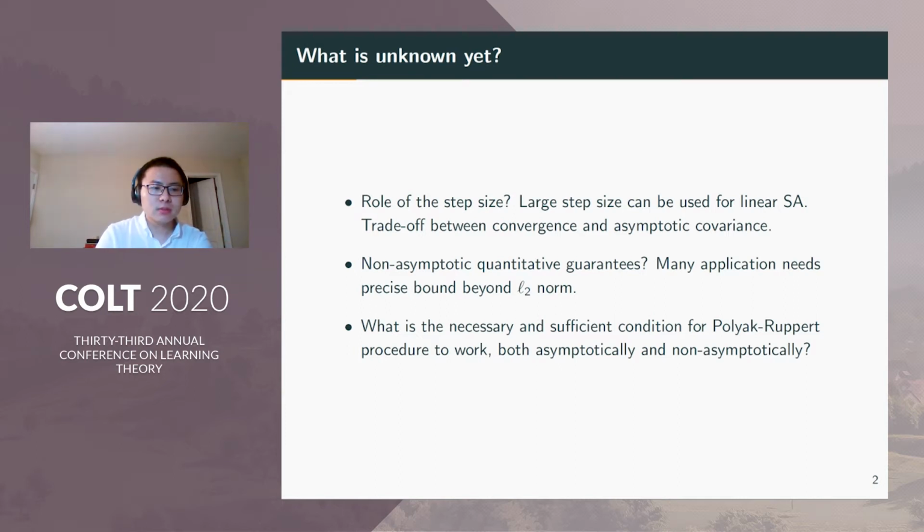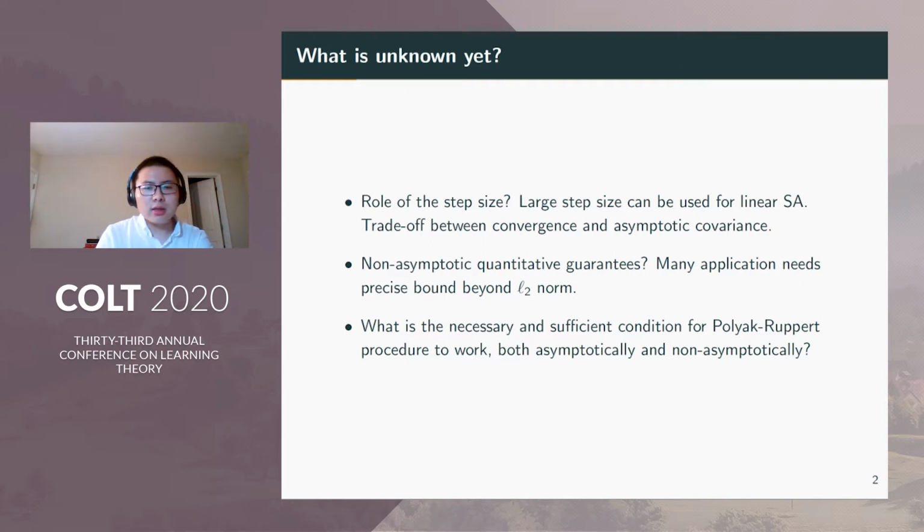The second question is the non-asymptotic guarantees. Ideally, we want the non-asymptotic properties of our estimator to be as close to the asymptotic Gaussian limit as possible. And it is worth noticing that in many applications, we need a more precise bound beyond the L2 norm.